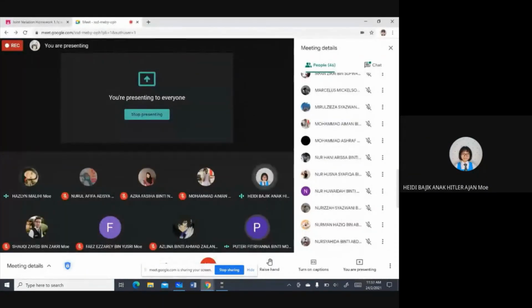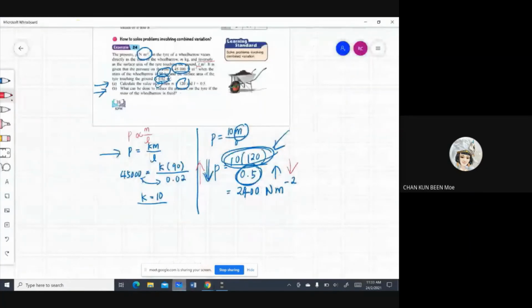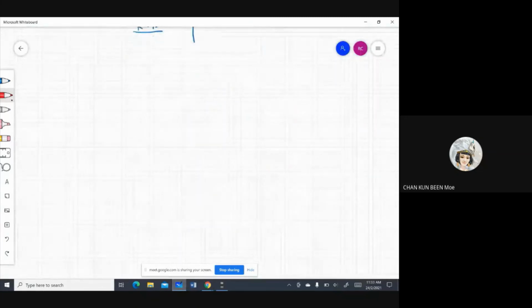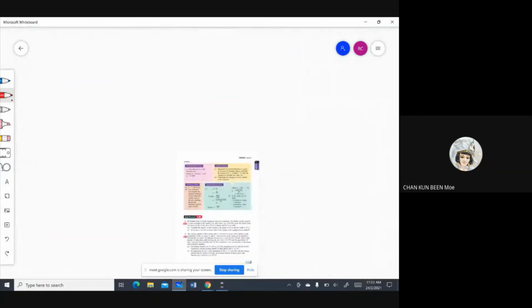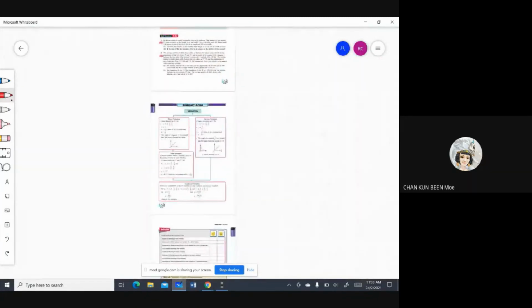Oh, good. So we are at the end of the lesson already for this chapter. I think this is the easiest chapter among all the Form 5 syllabus. So we go back to this, go to the conclusion directly. Okay, the conclusion is here.